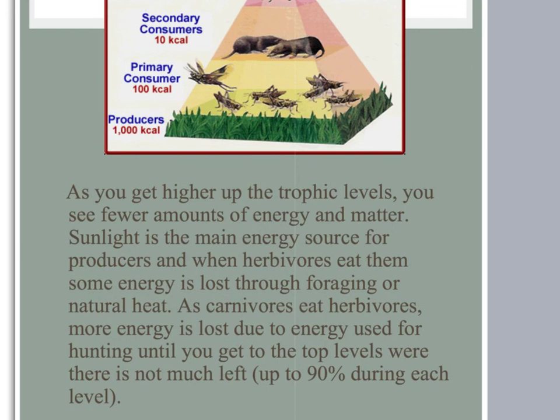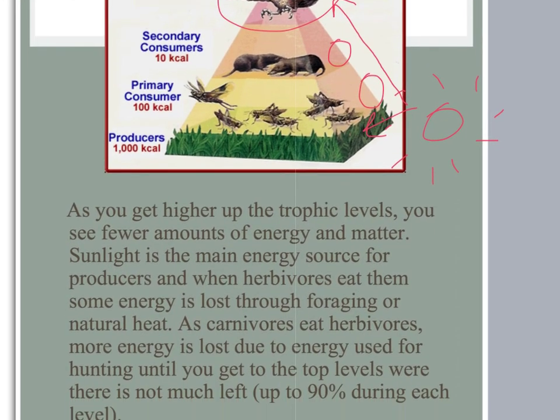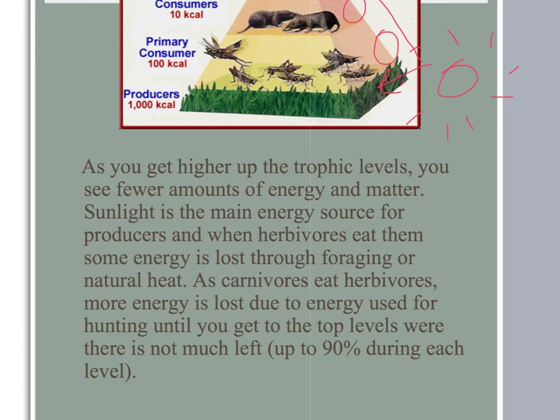Okay, so as you get higher up, you will see fewer amounts of energy. The most energy is going to be at the bottom. Sunlight is the main energy source for producers. That's why there's the most energy here, because the sun provided it. Imagine so much energy in the sun. And we lose so much energy as we go up this food pyramid, so this has the most, this has the second most, this has the third most, and finally the owl has the least amount of energy. So the owl's going to have to eat more in order to keep going.